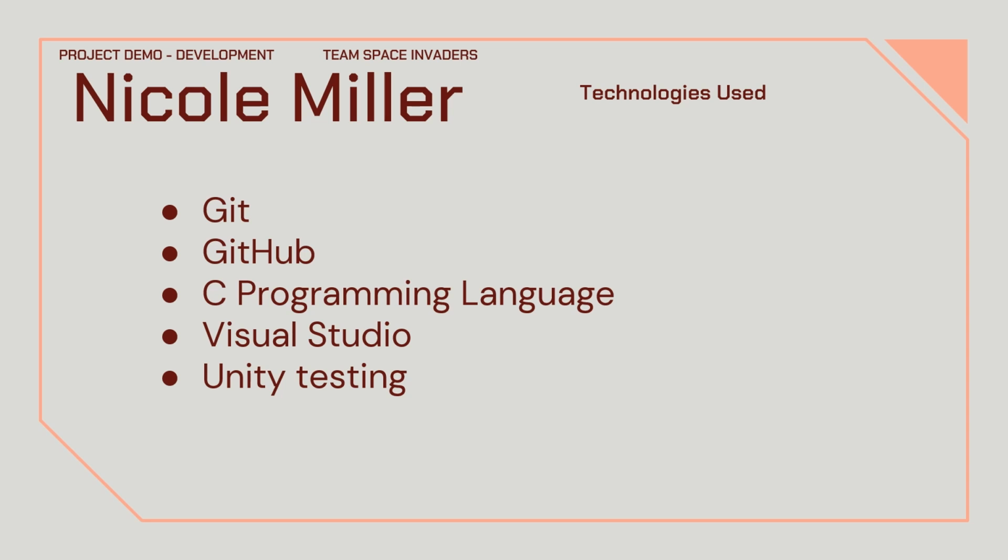Technologies I used for my part of the project were Git, GitHub, the C programming language, Visual Studio, and the Unity testing framework for unit testing. We use these technologies because as a group we wanted to standardize the technologies we used, and these were the ones that we decided would work best for the project.